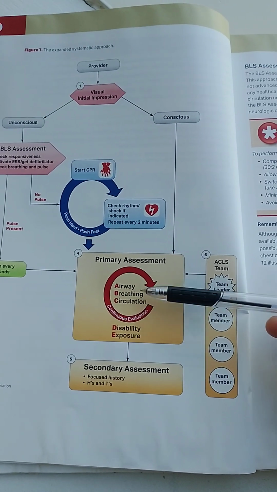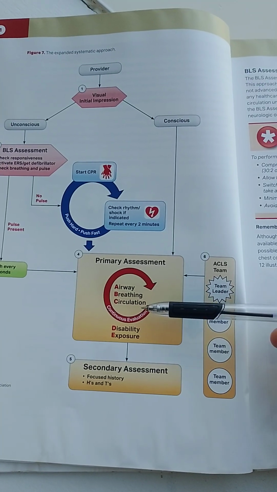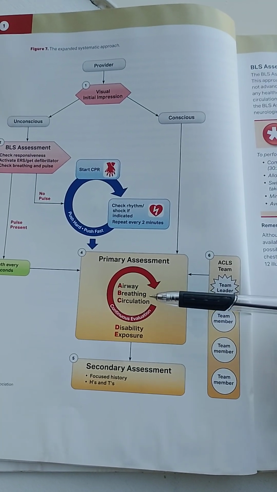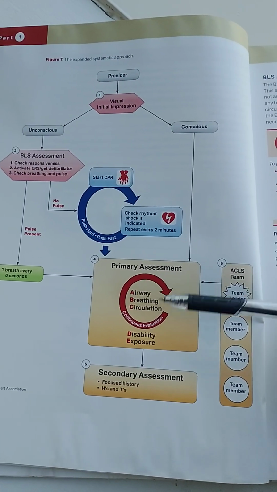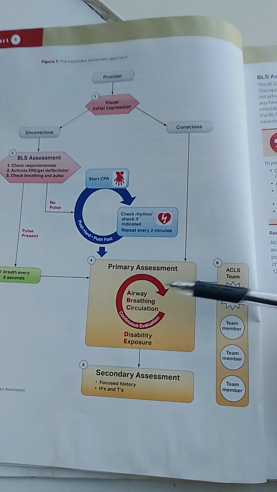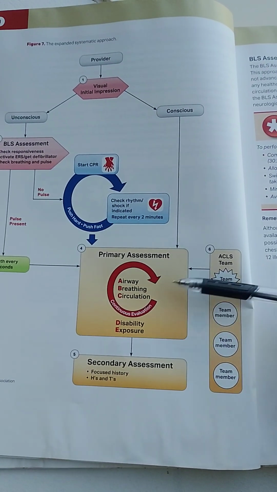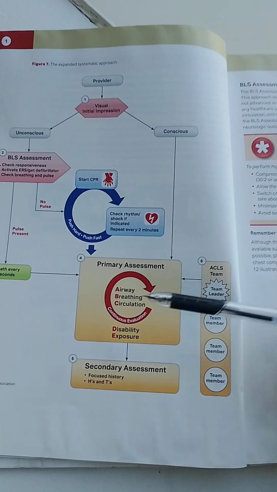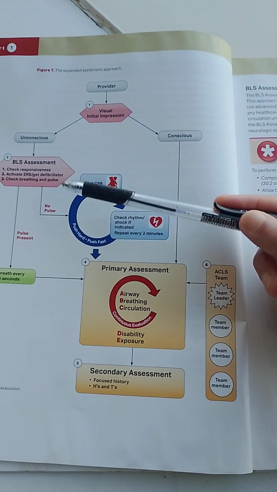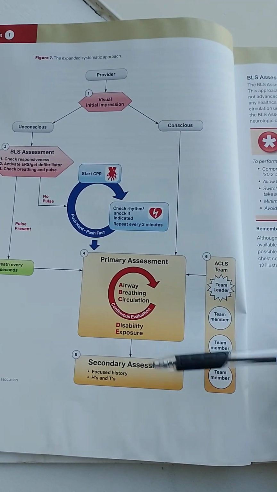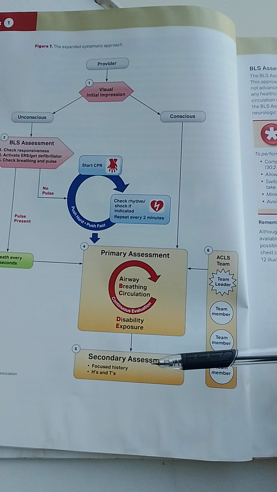But these three things are very important when the patient is conscious. You have to check this primary assessment even in the BLS also. It is very important. We have to check the airway, the breathing, and the circulation. Then after we finish all of the BLS, basic life support assessment, the patient will be stabilized. Then we will go for the secondary assessment.